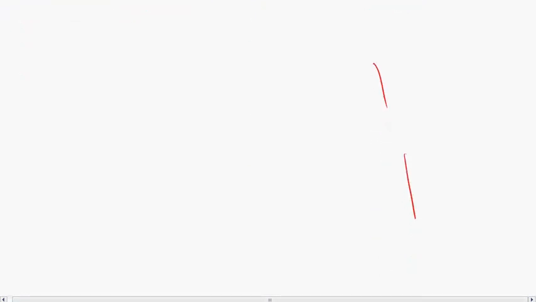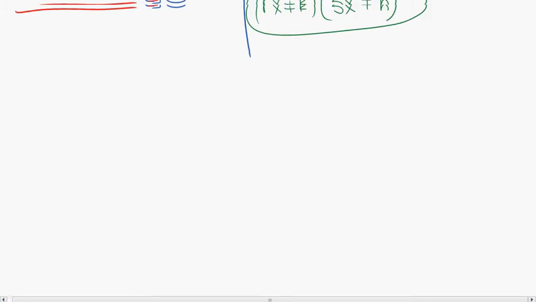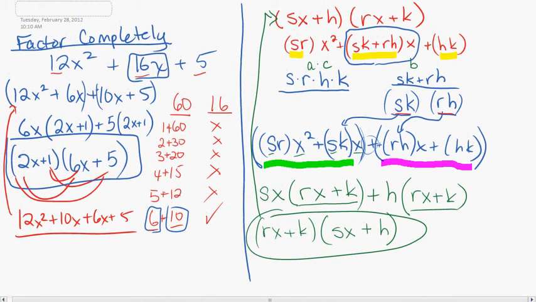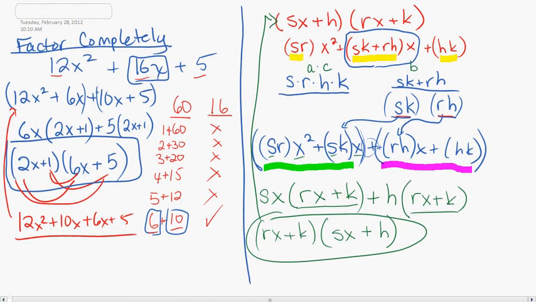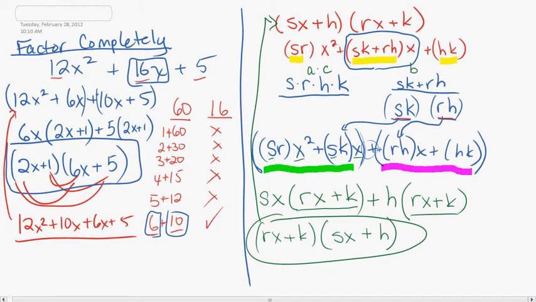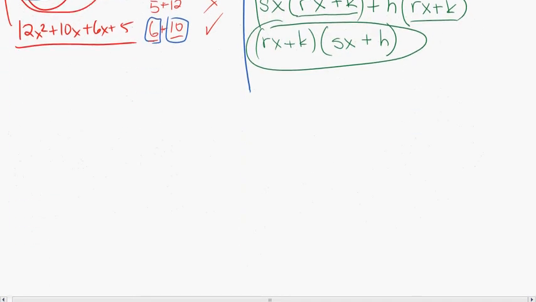So again, looking at the general step, going back, what I did before was I ended up grouping the sk x term with the s r x squared term. So I'm going to do that differently this time. So again, writing the general form, I knew that s times r x squared is, because s times r is my a value, plus s times k plus r times h times x gives me my b value, plus h times k gives me my c value.